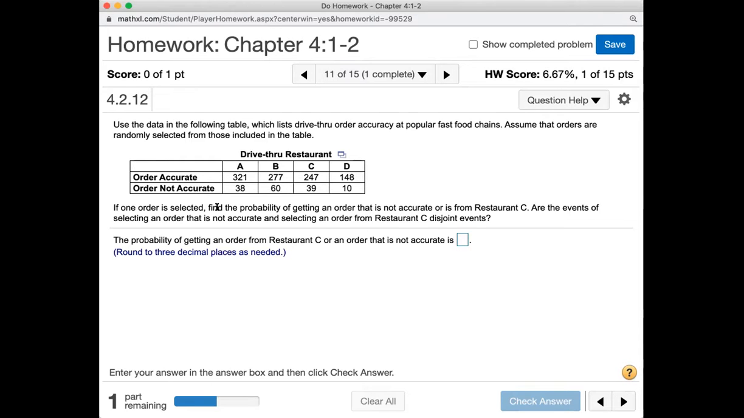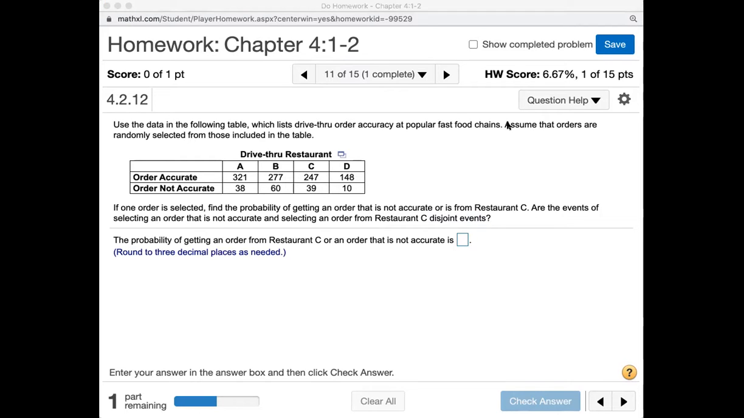Let's look at the question. If one order is selected, find the probability of getting an order that is not accurate or is from restaurant C. Are the events of selecting an order that is not accurate and selecting an order from restaurant C disjoint events? What does disjoint mean? Disjoint events means that the two events don't have common outcomes. An event is a set of outcomes satisfying some specific condition we are interested in.